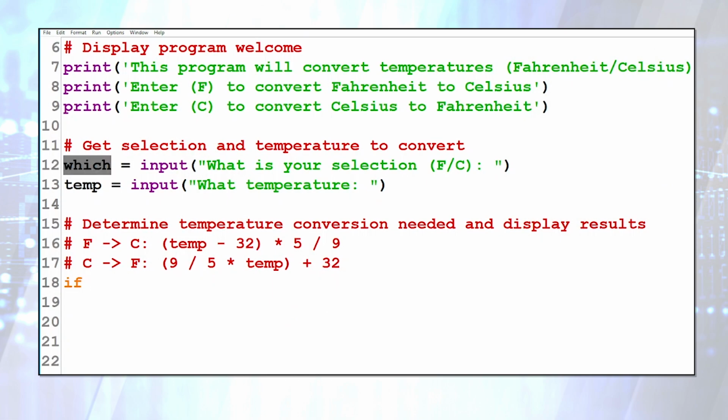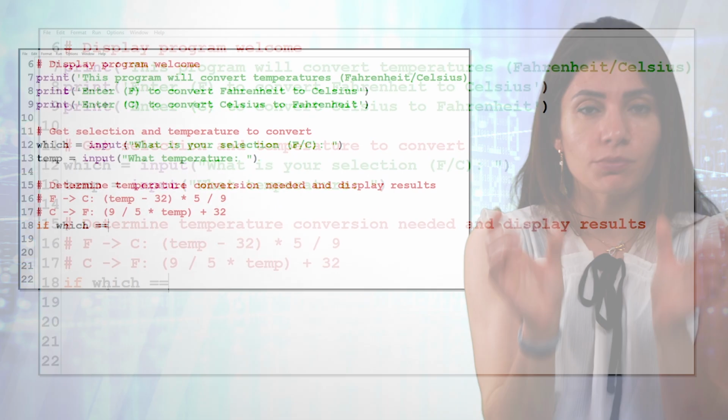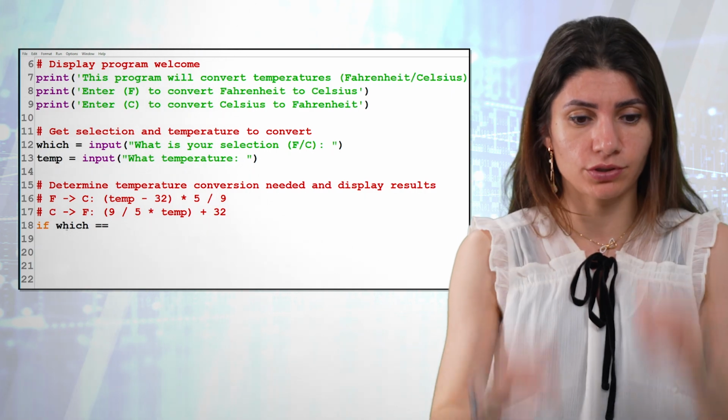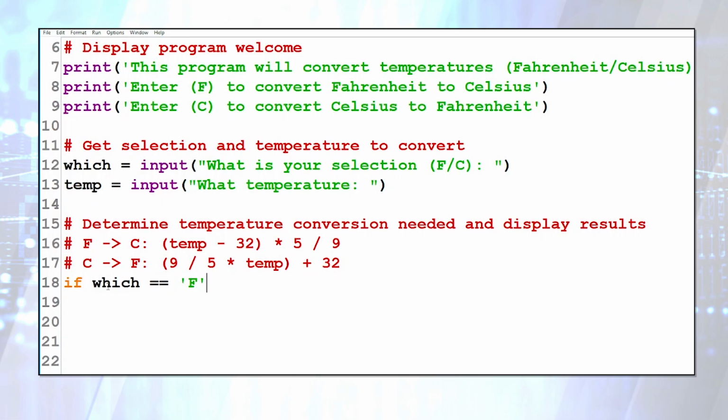I'm going to use this variable, which, because it holds the selection, F or C. So if this one is equal, we are doing the comparison, we are not doing assignment. Since it is a comparison, you use two equal signs. If this one is the character F, we are not leaving it as F because that would mean variable F. That is different from looking at the character F. So if which, the selection that we have, is the character F, then we want to use this formula.